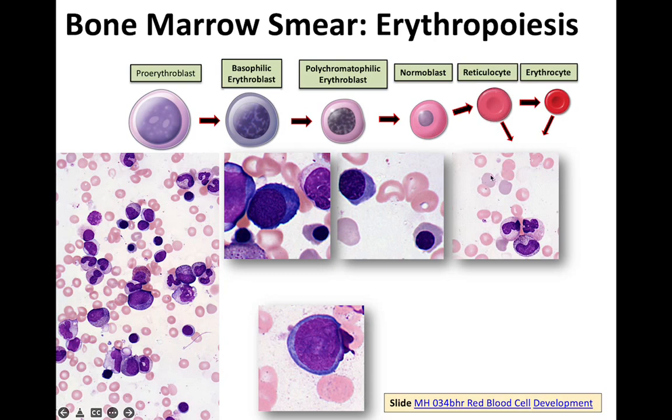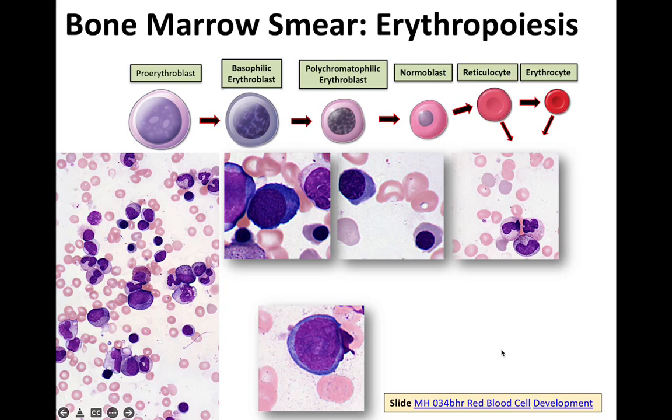So when we see reticulocytes in a bone marrow smear or section, they are less basophilic. Still, they have ribosomes, so they will appear less basophilic. Gradually, they will lose the remaining ribosomes, and they become a mature red blood cell or erythrocyte. Mature red blood cells are packed with hemoglobin.